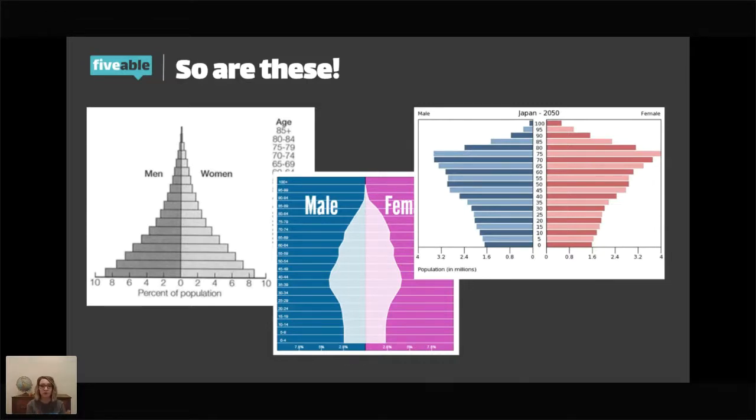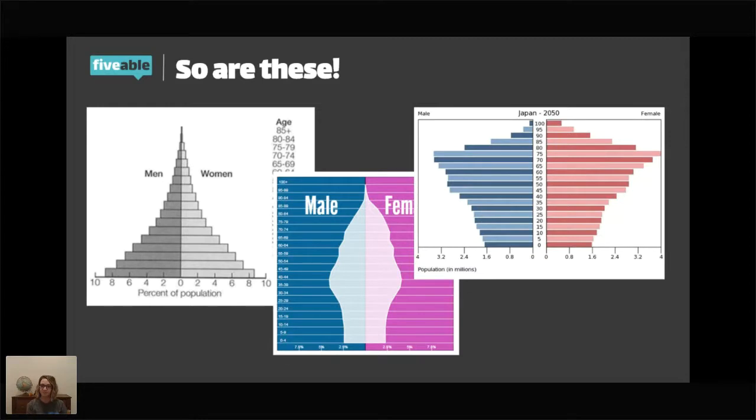Like your females will always be on the right and your males will always be on the left. That's like a given. No matter what color the pyramid is, no matter what shape it is, those are always going to be your constants. It's also always going to show you usually age. Most of the time it does it through age. Sometimes it shows like a year, a time period through the center or off to the side, but the majority, 99% of the time, it's going to be age.